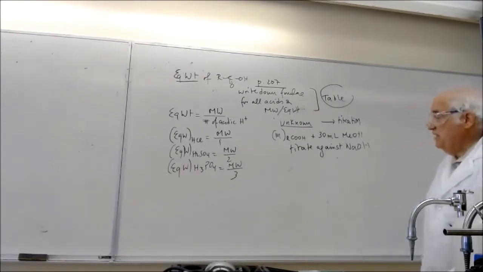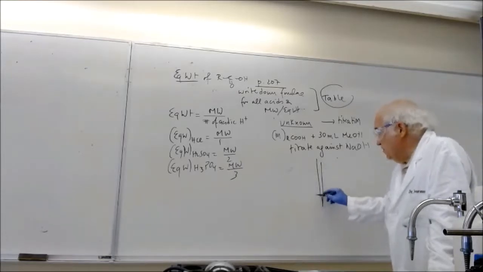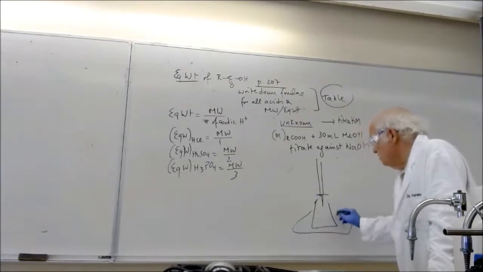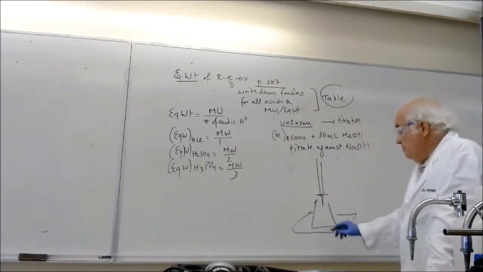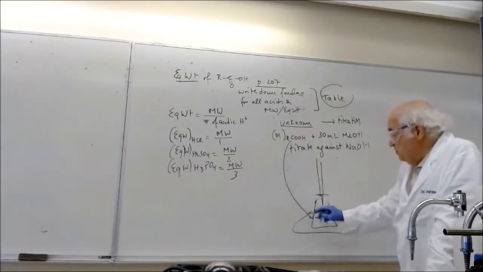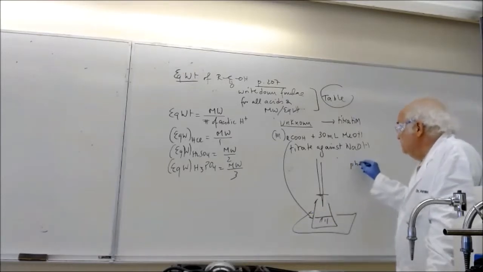Now what you're going to be doing is a titration, and a titration involves a burette, a conical flask, a piece of paper, and we will have our acid and methanol over here, and you will add phenolphthalein.